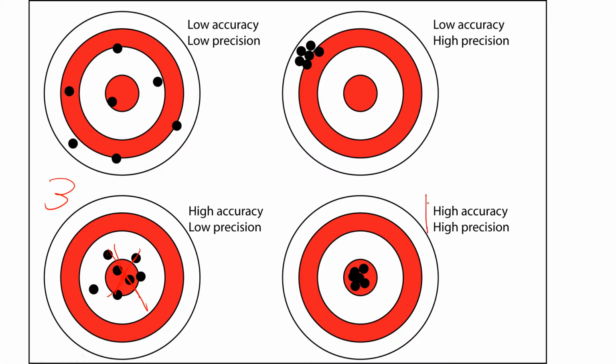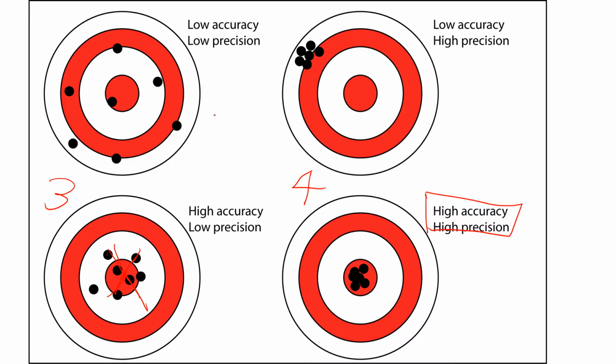Finally, you have the Olympic level archer at target number 4. He or she is accurate and precise. So he or she is aiming at the right place, and the bow is also very precise, so he or she is also very consistent. Those are really the differences between accuracy and precision.